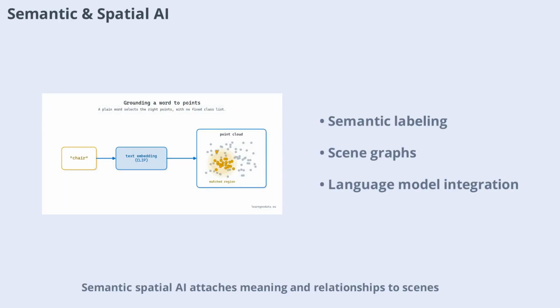Semantic spatial AI attaches meaning and relationships to scenes, enabling language models to reason about spatial data. Tools like CLIP, Segment Anything, and DINOv2 turn typed words into concepts grounded in 3D space. Scene graphs represent objects and their relationships, allowing queries like, "Is the fire exit blocked?" This area is rapidly evolving, offering opportunities for innovation and practical applications.